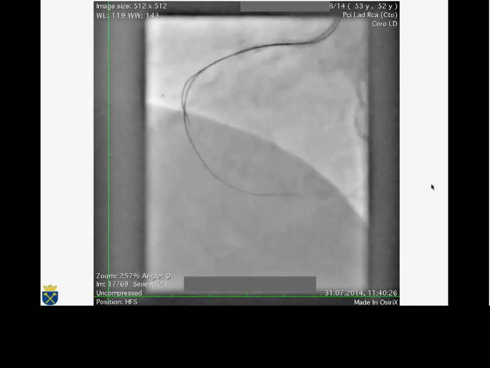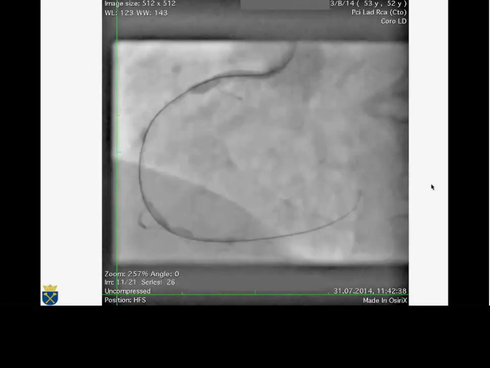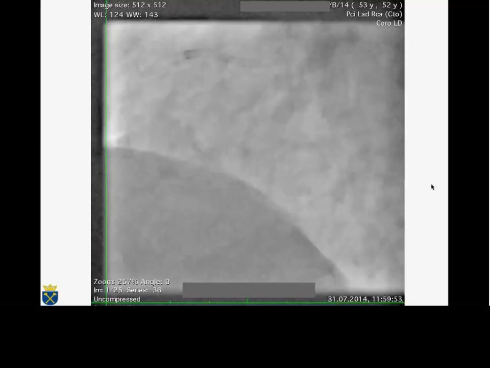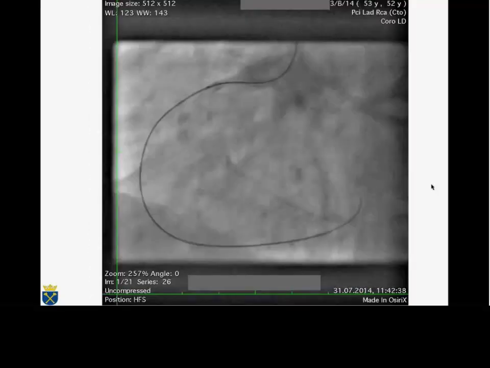And finally, I was able to open this vessel with the parallel wire technique. And what was the wire again? That looks very nice crossing. What was the wire you used to cross? It was the Ultimate 3.